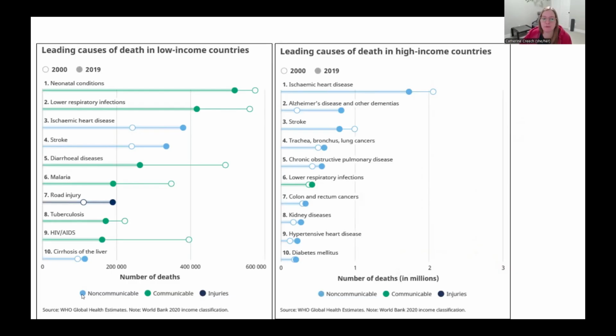Where does this data come from? This is from the World Health Organization, and we have our diseases classified based on non-communicable, which means not contagious, communicable, which is contagious, and injuries. So please take a moment, compare the changes between the 2 countries and the 2 years. I hope you'll pause your video for this because there's a lot to take in.